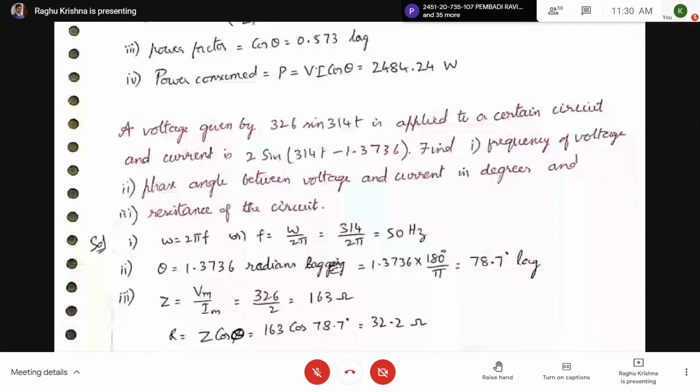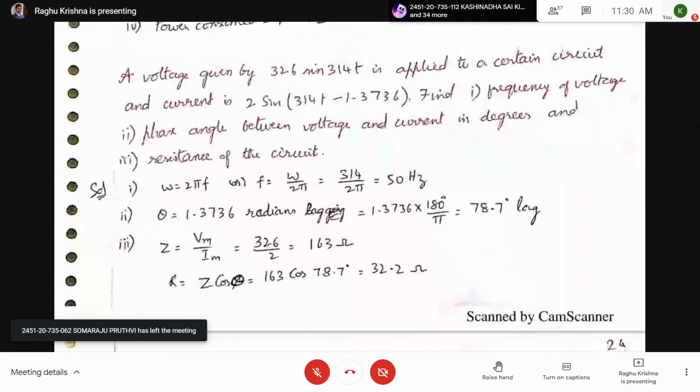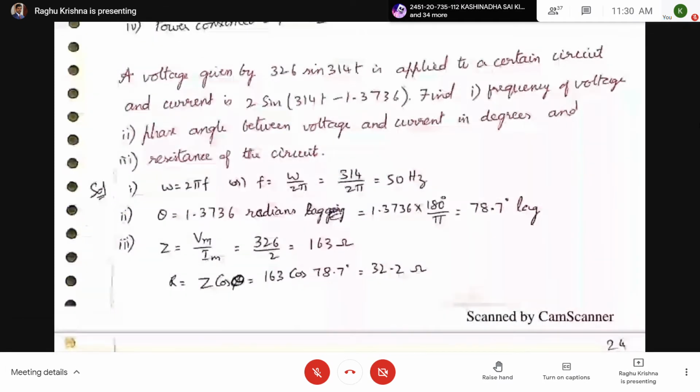Next, coming to the third bit. What is the third bit? Resistance of the circuit. For finding the resistance, first we have to find the impedance. Impedance is given by Vm by Im, V by I or Vm by Im. Both will be the same.